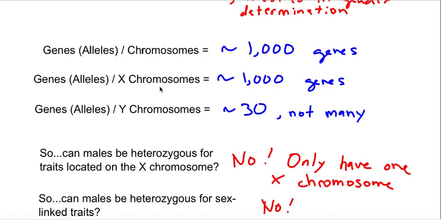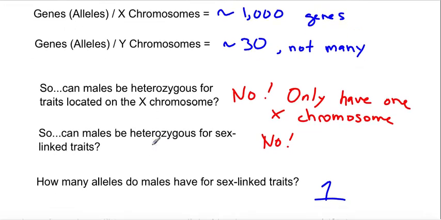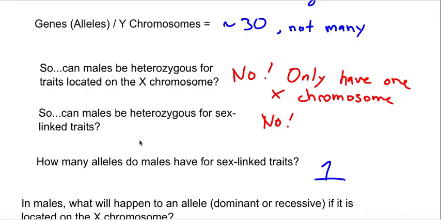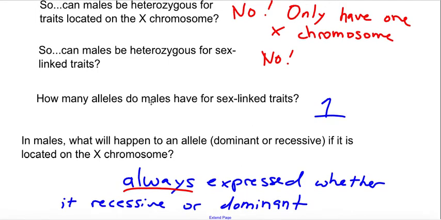And my question is, can males be heterozygous for traits located on the X chromosome? And the answer is no, because they only have one X chromosome. They only have one gene for that trait. So males cannot be heterozygous for traits located on the X chromosome, and they cannot be heterozygous for sex-linked traits. How many alleles do males have for sex-linked traits? The answer is 1. And so in males, what happens to an allele, dominant or recessive, if it's located on the X chromosome? The answer is it's always expressed whether it's recessive or whether it's dominant.